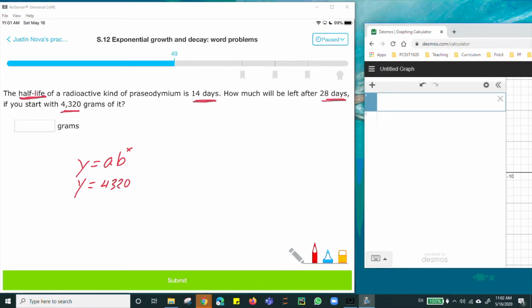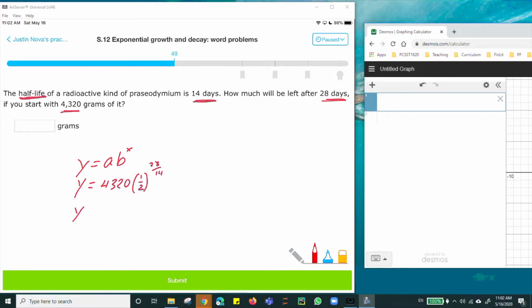And then I need to know what kind of increase or decrease I have. As you see, half-life, so that means I have 1 out of 2. Half means 1 out of 2, so I'm going to put 1 out of 2, and I raise that to the number of half-lives. So in every 14 days is a half-life, and I have 28 days. So basically 28 divided by 14, because that gives me how many half-lives I have.